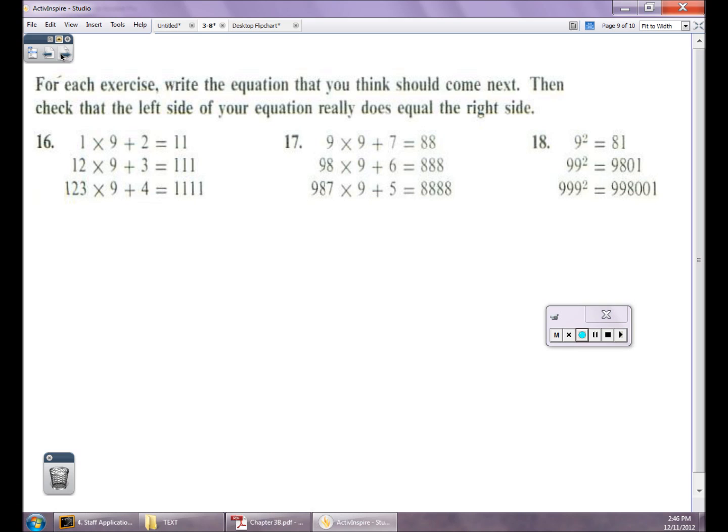Here are several more exercises. I would like you, for each exercise, to write the equation that you think would come next, then check that the left side actually does either add, subtract, or multiply to give you the right side of the equation. Simply follow the pattern here to complete the sequence.